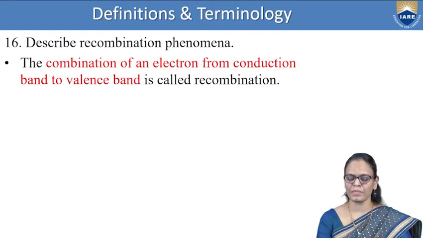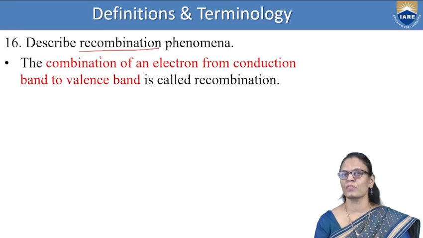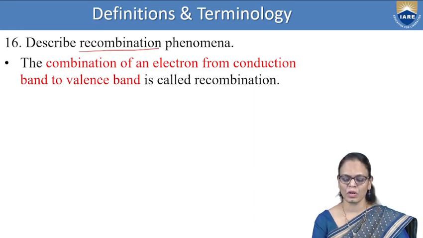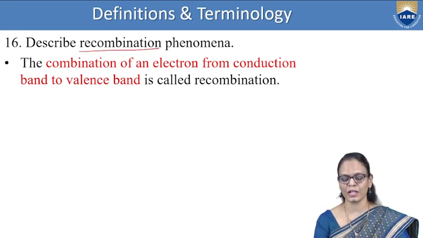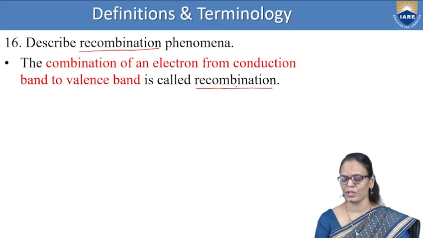Next, describe the recombination phenomenon which we have already discussed. The combination of an electron from the conduction band to the valence band is called recombination. We have already discussed this.